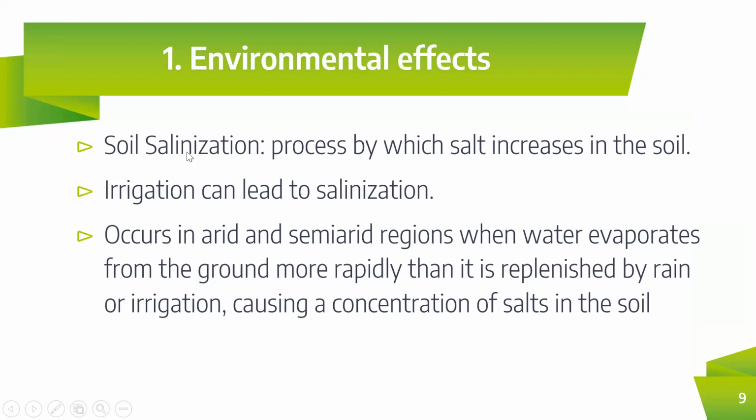Other environmental effects include soil salinization, the process by which salt increases in the soil. The better definition: when salt accumulates in the root zone of a crop, this is soil salinization. When that happens, the plant can no longer extract adequate water, and that can in turn result in crop yield reductions. Irrigation, that agricultural practice, can lead to salinization.